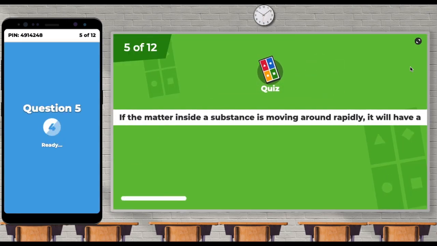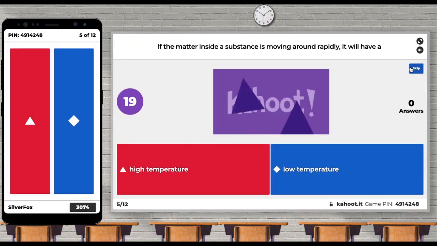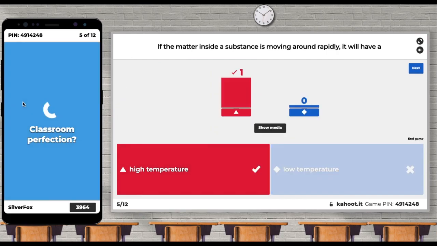Question number 5. If the matter inside a substance is moving around rapidly, will it have a higher temperature or lower temperature? It is higher temperature. Just like you, if you're running around rapidly, you're going to get more hot. Same thing with the particles that make up substances.